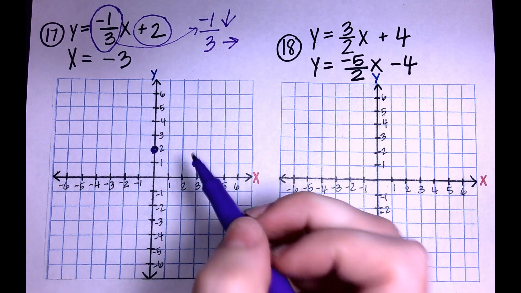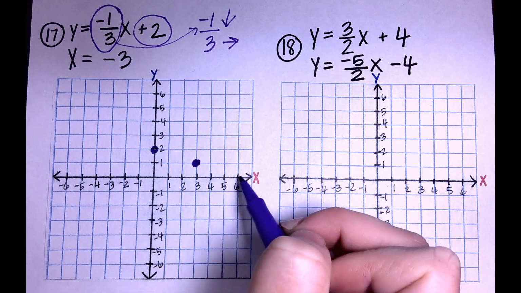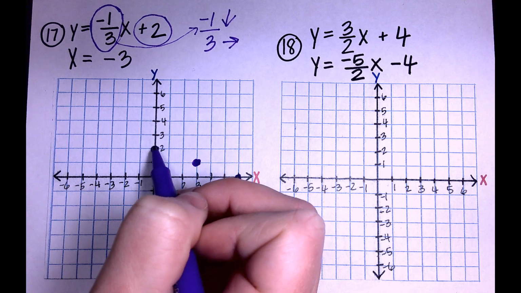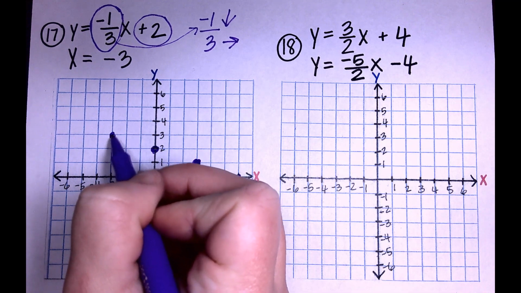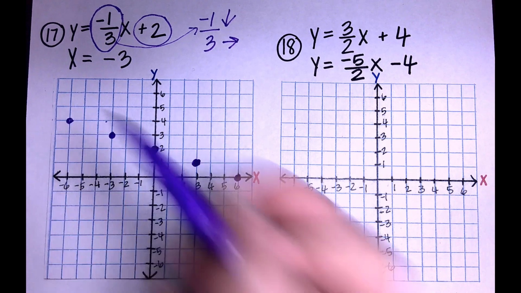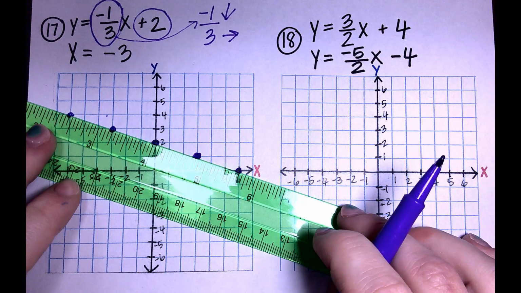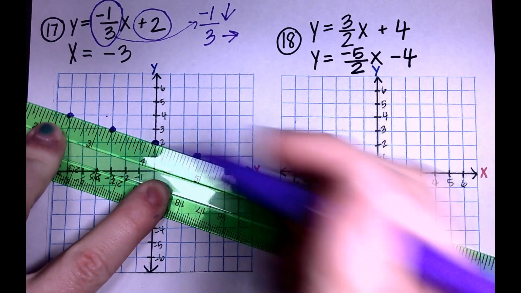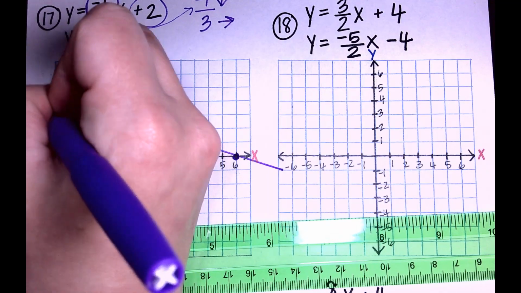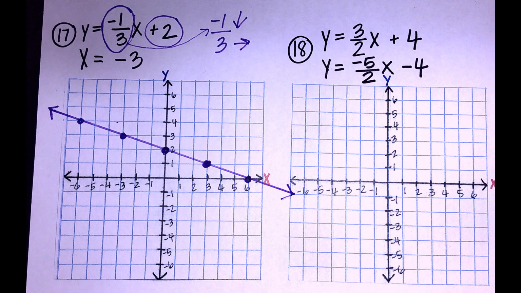Never a bad idea to add more points to your slope. I'm going to do that again, down 1, over 3. And I'm also going to reverse it. I'm going to go up 1 to the left 3. Up 1 to the left 3. Just to give myself lots of points to go through. And I'll connect my dots. Okay. So there's my first line.